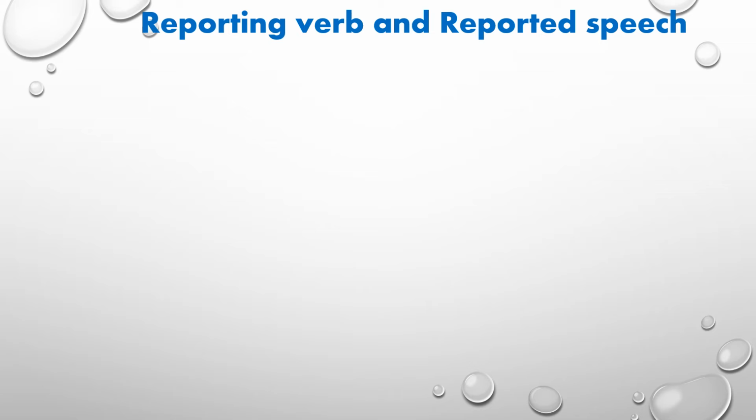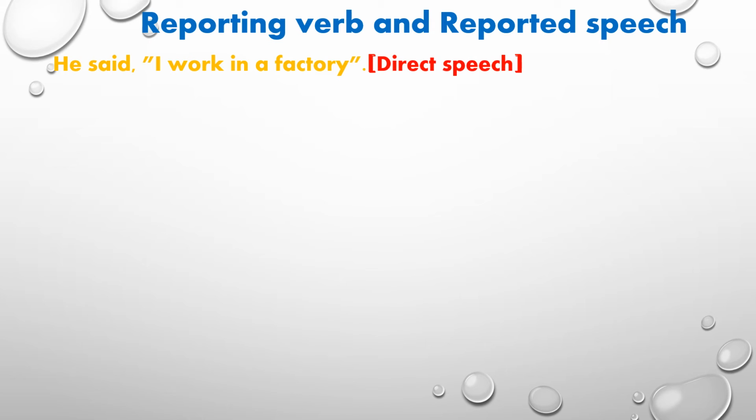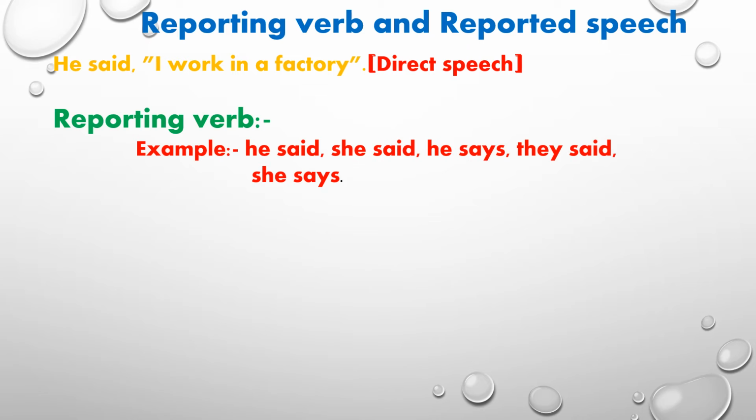How do I identify the reporting verb and reported speech? For example, he said, "I work in a factory." Reporting verb: the verb in the first part of the sentence. For example, he said, she said, he says, they said, she says, before the statement of a person in a sentence is called the reporting verb.